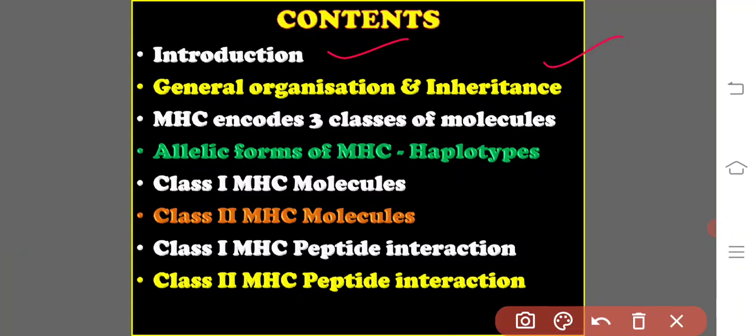MHC encodes three classes of molecules: allelic forms of MHC, which are usually known as haplotypes, Class I MHC molecules, Class II MHC molecules, Class I MHC peptide interaction, Class II MHC peptide interaction, and the Class III MHC molecules and their respective examples.